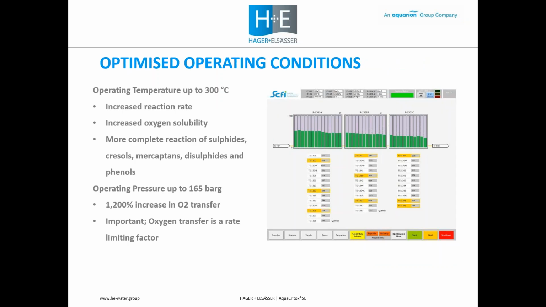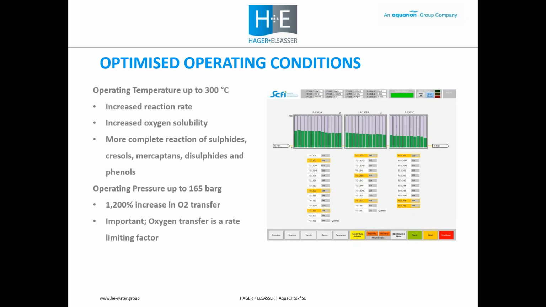So optimized operating conditions. The control system that's supplied as standard with the AquaCritox units will monitor temperature continuously at various stages along the reactor and across each of the heat exchangers. We operate up to 300 degrees C, so we increase the reaction rate because of the increased temperature. The solubility of oxygen as well. It's understood that gases dissolve less well as temperature increases, which with oxygen is true up to around 100 degrees. However, oxygen solubility actually increases as you then increase above 100 degrees until you reach the critical point where oxygen becomes completely soluble in the fluid.